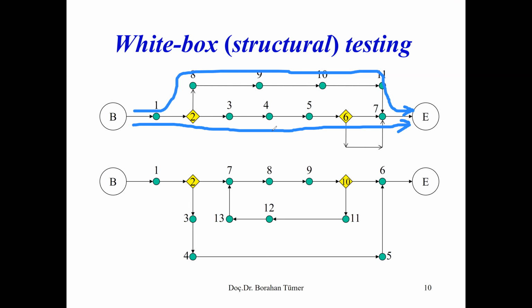Exactly. Okay, thank you, Metehan. Well, here, these two don't cover this edge. So this edge is not executed yet. This edge is actually not tested yet. So that's why we need a third execution path to provide a full branch coverage criterion.